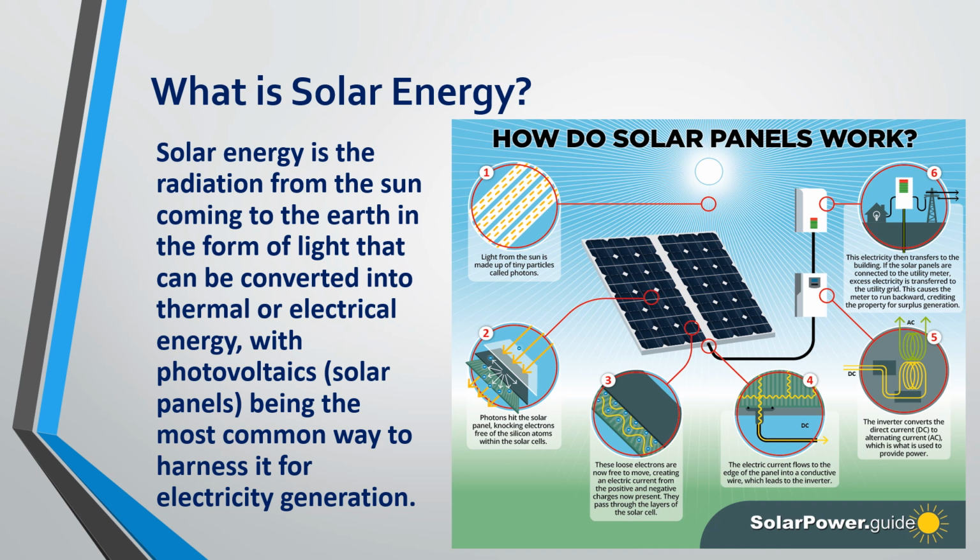This inverter converts the direct current to alternating current, AC, which is used to provide power in household applications or big installations. This electricity is then transferred to the building. If solar panels are connected to the utility meter, excess electricity is transferred to the utility grid, and this causes the meter to run backward, crediting the property for the surplus generation. So this is the whole system.